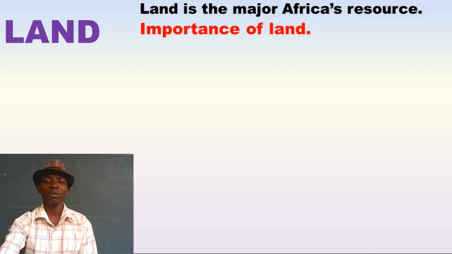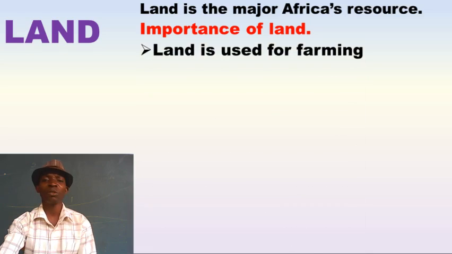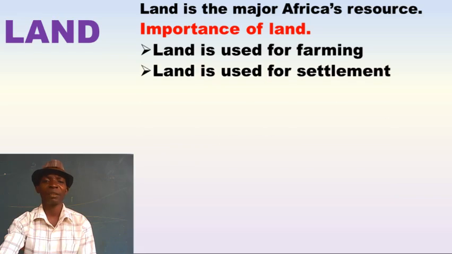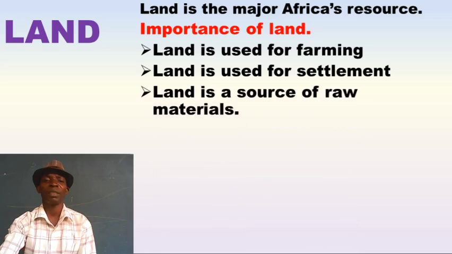So let's continue. Land is used for farming. There's crop growing taking place on land. Land is also used for settlement. We settle on land. We build our houses on land. So we stay on land. Land is a source of raw materials. The raw materials are got from land.